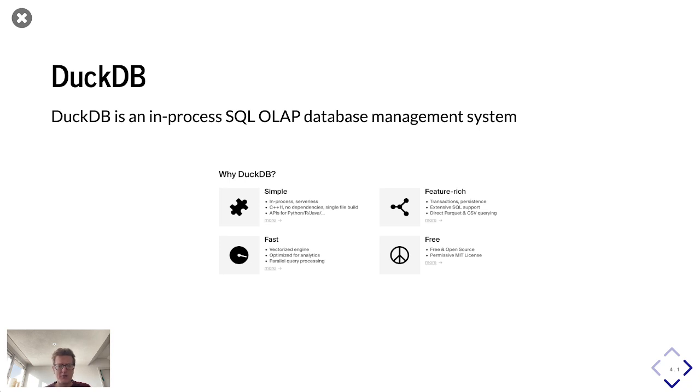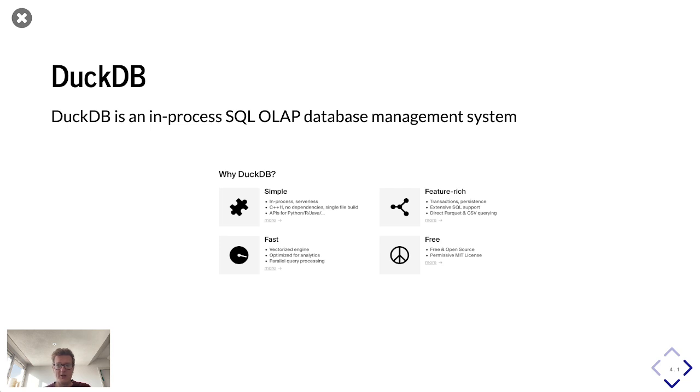So it's simple, in process. Keep that in mind. It's important. It has APIs for Python, R, Java, a lot of APIs. Also, you can run it in the browser. That's pretty interesting. It's fast, so it's a vectorized engine, which means it can do pretty quick calculations based on a single column. Optimized for analytics. That's great because we are doing analytics.